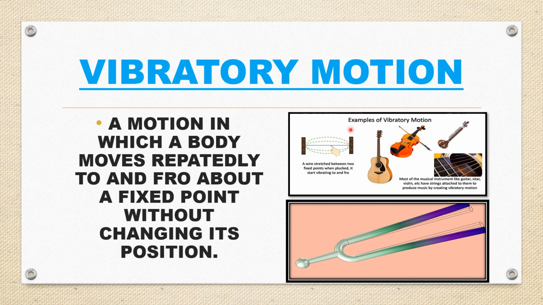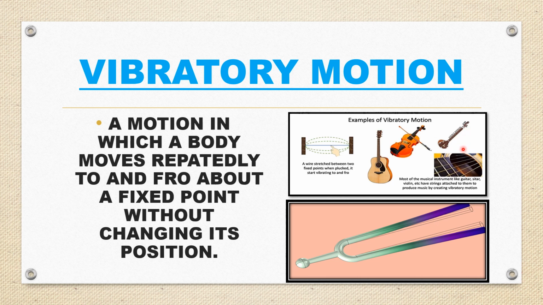Whereas for oscillation, if you remember, it was like this. Again, a swing, it was like this. Whereas for vibration, it is moving up and down, and it is not changing its position, whereas it was changing its position in oscillation.